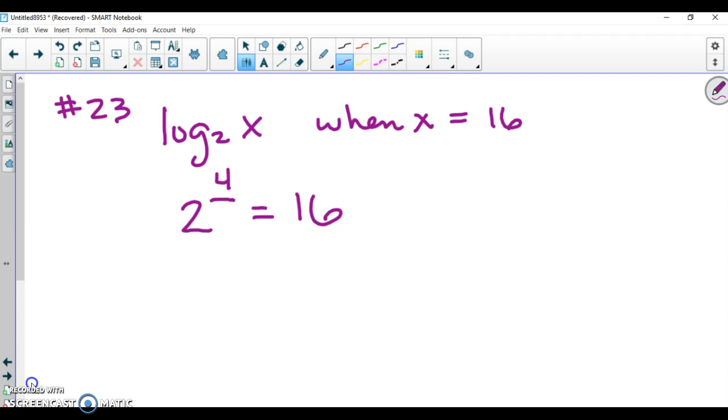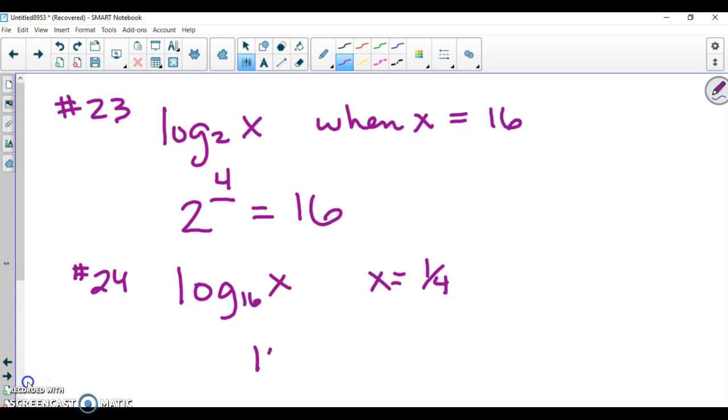I'd like to look at problem 24 as well. It gets a little trickier. Problem 24 looks like this. It's saying log base 16 of x, and we want to assess that when x is 1/4.